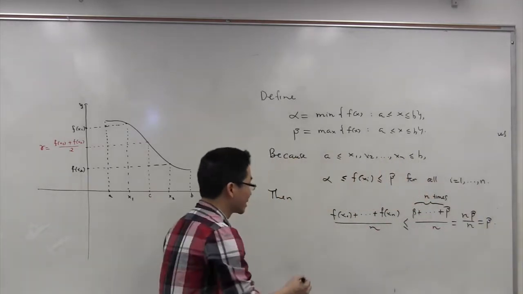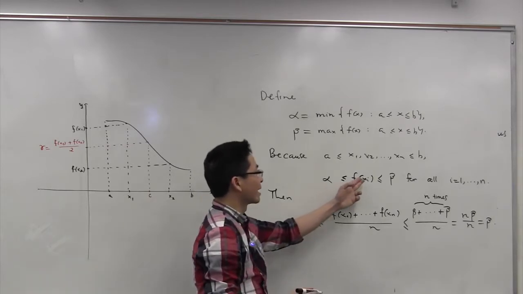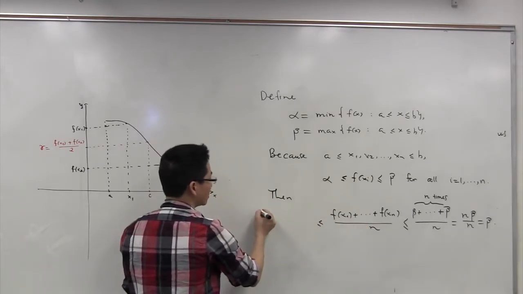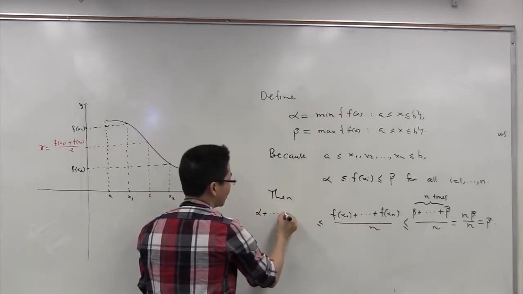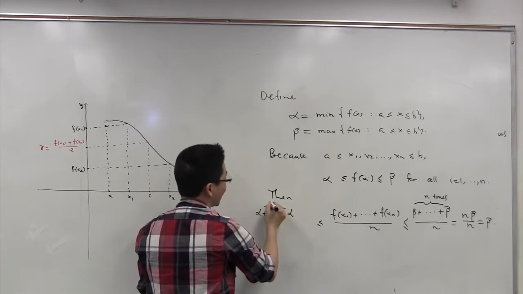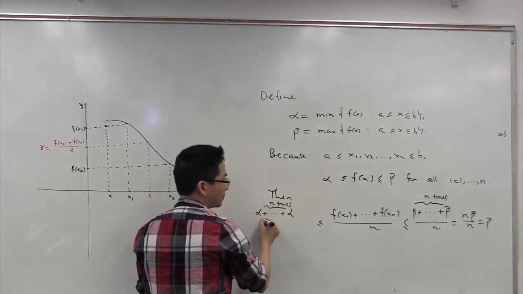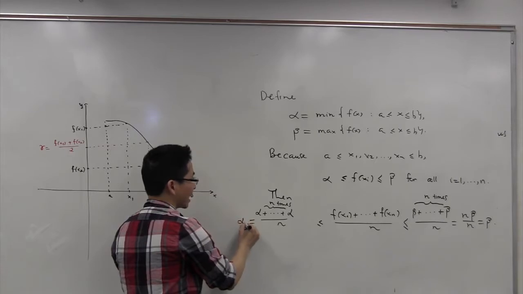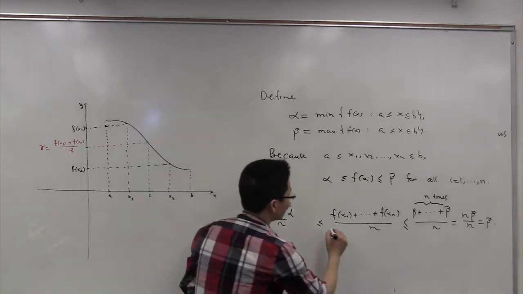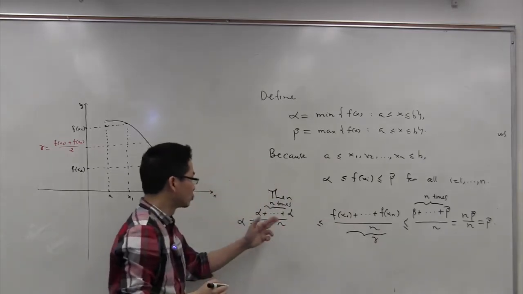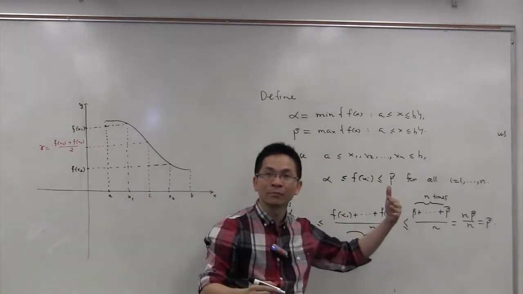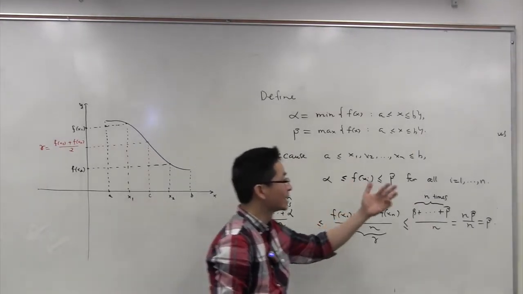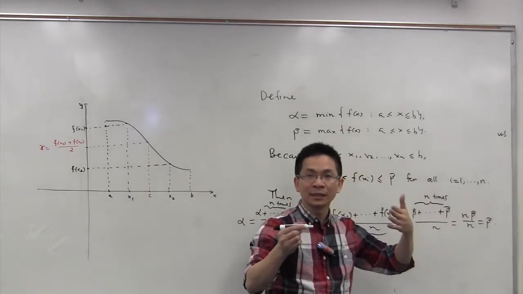At the same time, because each f of xi is greater than or equal to alpha, this sum is greater than or equal to alpha plus so on plus alpha, and again there are n terms in this sum, over n, and again this is exactly alpha. So this number gamma is greater than or equal to alpha and less than or equal to beta, where alpha is the smallest function value in the interval AB and beta is the largest function value in the interval AB.